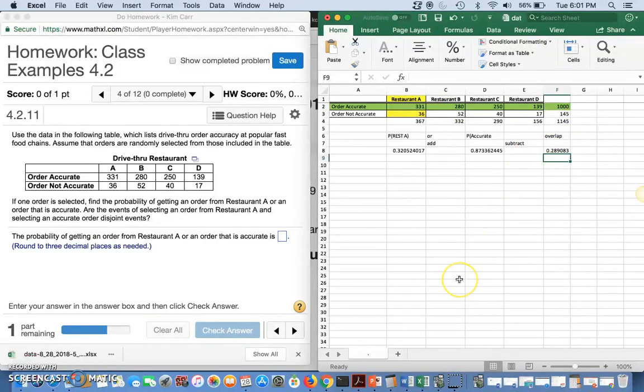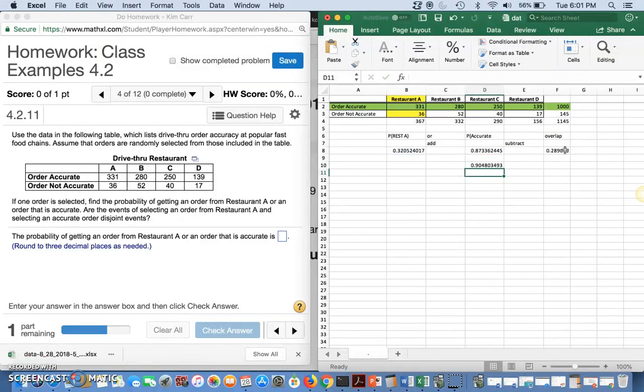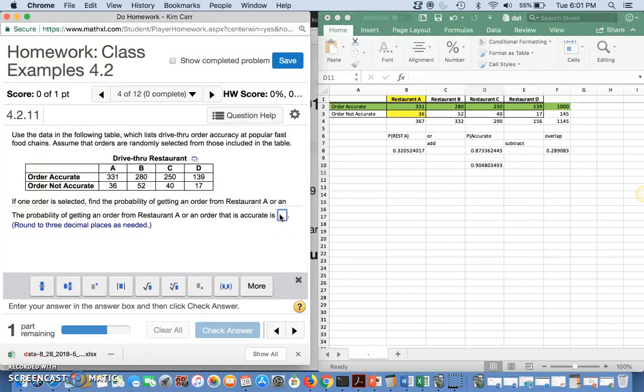Okay, so now we've got the individual amounts. Now let's put it together to get our final answer. Okay, we're going to equal the sum of what? This number plus this number minus the overlap, that number. And what do we end up with? That's the answer we want to plug in and see if we have it correct. So that would be 0.905. If it's 3 decimal places, be aware.